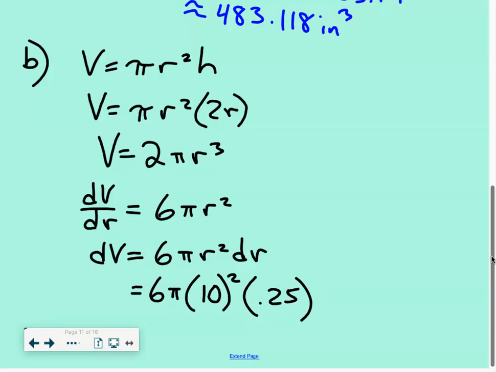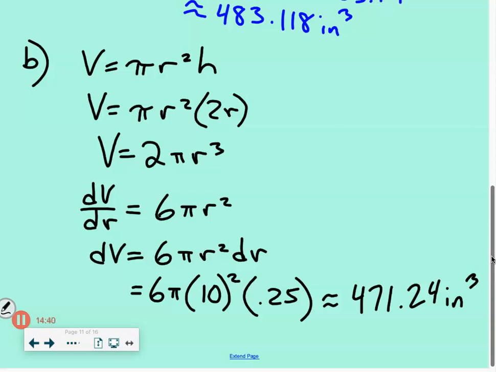So you get 6 pi 100, so you get around 471.24. So the actual error in the volume was 483.118. The estimated error using differentials was 471.24.